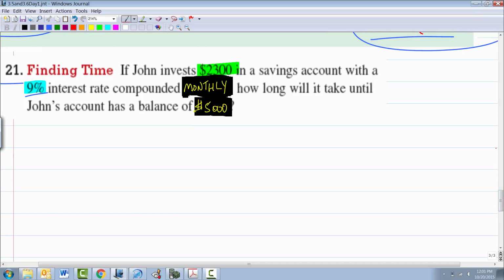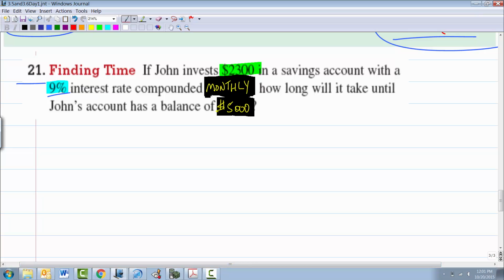And then last but not least, this is not 21. You do have 21 for your homework. So what I did is I changed some things so 21 acts a little different. This one's a little different because if John invests $2,300 in an account with 9% compounded monthly, that's what you have to extract out of the question. What word in there dictates what formula I need to use? How long will it take for it to go to 5,000?